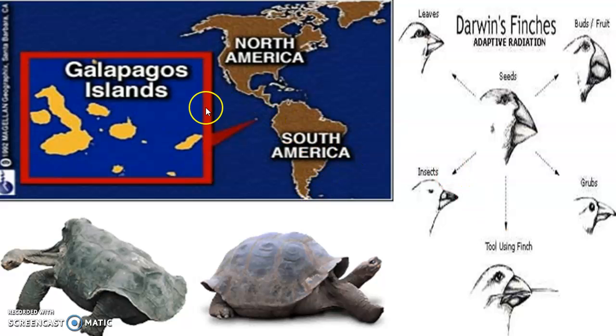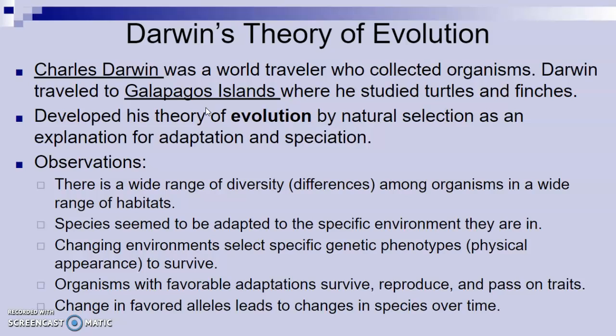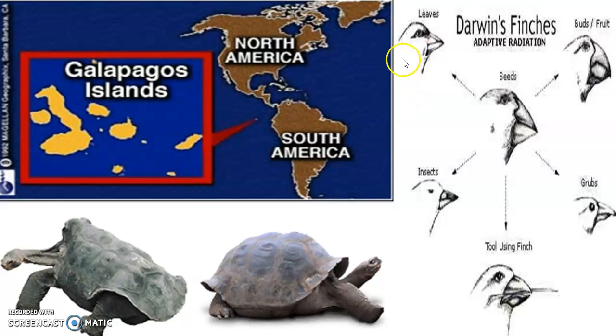So this is the Galapagos Islands. When we talk about the changing environments select specific genetic phenotypes, look at Darwin's finches. Notice how all of his finches have a different beak. That's because they were adapted. Those beaks were adapted for the type of island that they lived on.